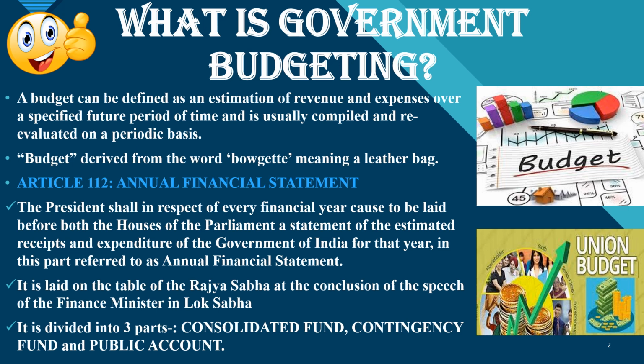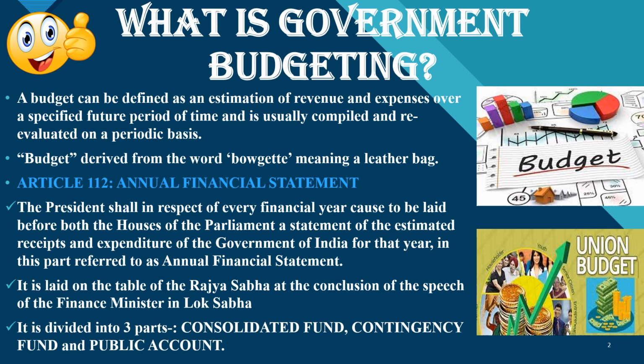Article 112 of the Indian Constitution states that the government should lay before the Parliament an annual financial statement, which should contain the estimation of the revenues and the expenditure of the government for that year, in this part referred to as the annual financial statement.